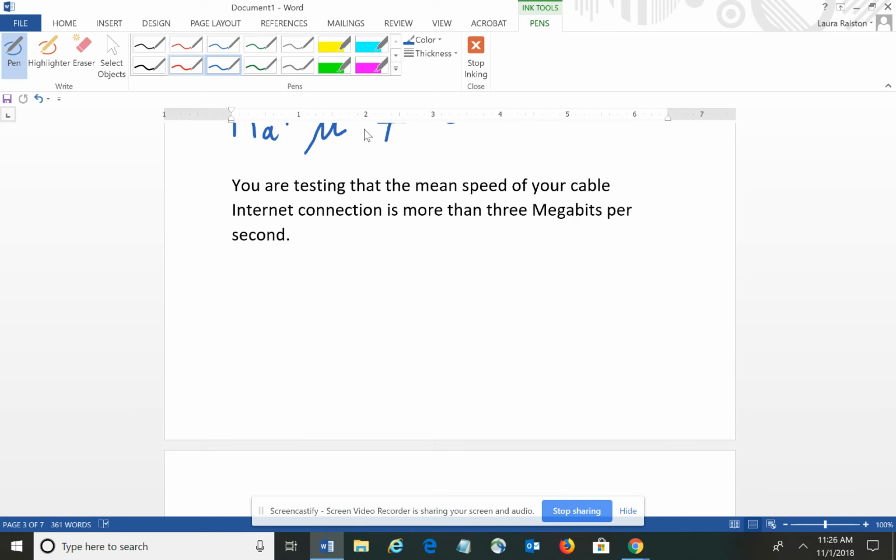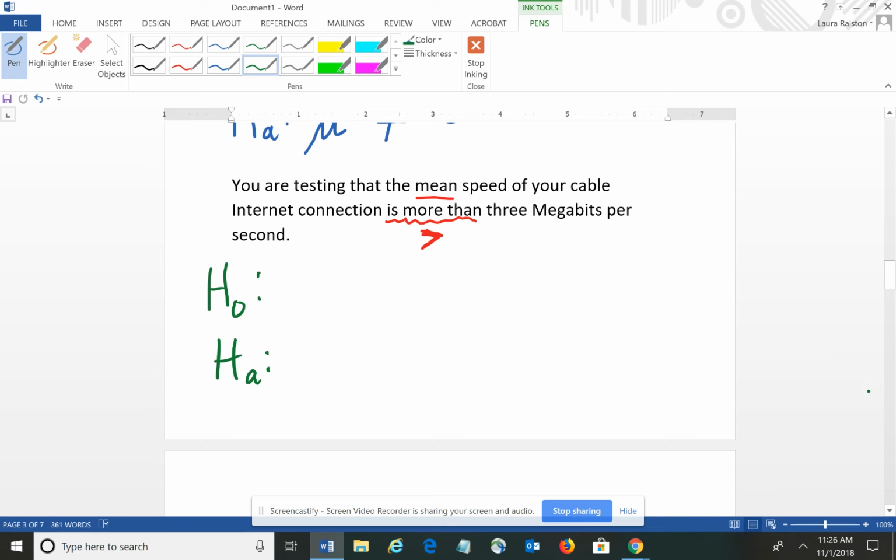The next one, you are testing the mean speed. Okay, so you see the word mean of your cable internet connection is more than 3 megabytes per second. Okay, so more than, hopefully again in your mind, triggers the greater than symbol. So I'm going to write the hypotheses. Again, we typically write the null, which is denoted by H sub 0, and the alternative is H sub a.